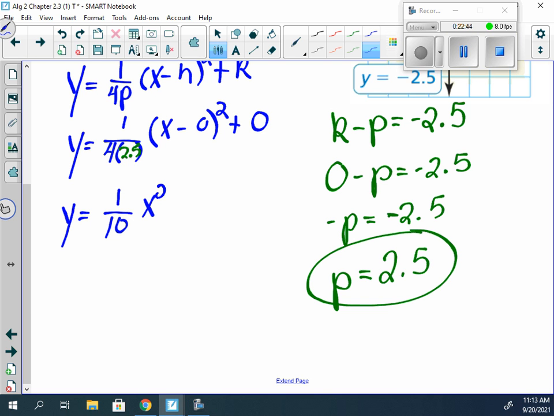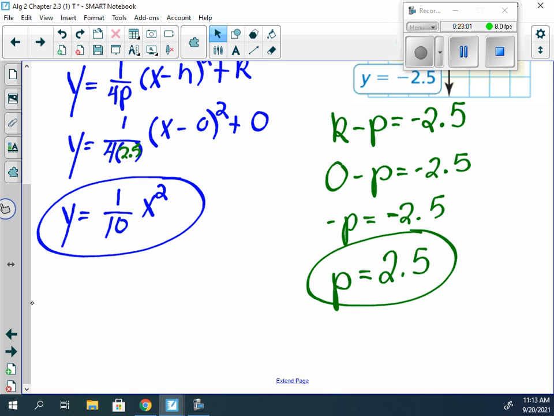And then we would have our x squared, because x minus 0 squared, x minus 0 is just x. And then we square it, so it's just x squared. And that's it. Questions on this here? Are you ready for the next one? Not too bad so far?